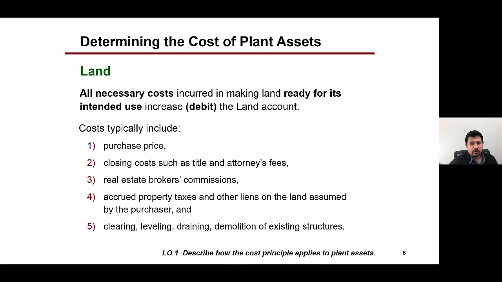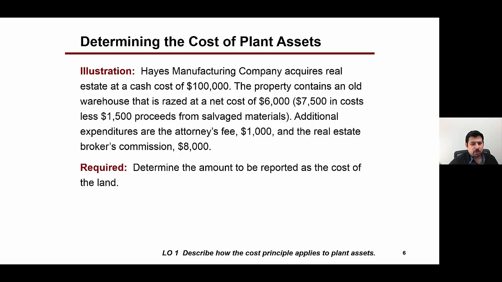Now, let's see how the company determines the cost of land in order to report it. Hayes Manufacturing Company acquires real estate at a cash cost of $100,000. The property contains an old warehouse that is razed at a net cost of $6,000, which is $7,500 in demolition cost, less $1,500 proceeds from salvage material. Additional expenditures are the attorney's fee, $1,000, and the real estate broker's commission, $8,000. We need to determine the amount to be reported as the cost of the land.